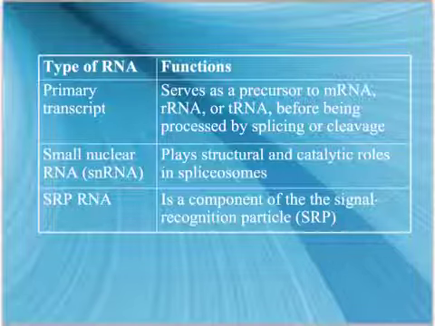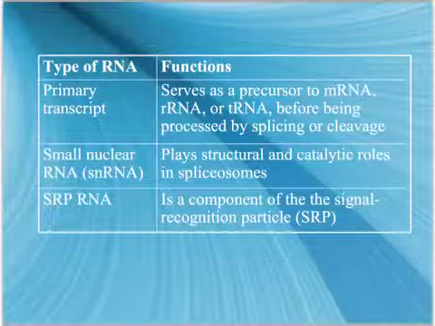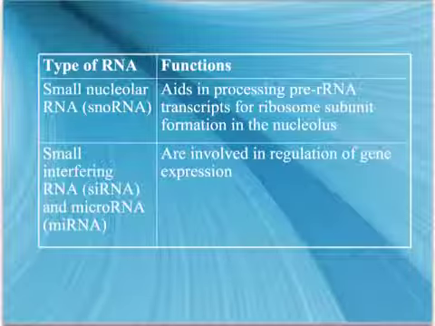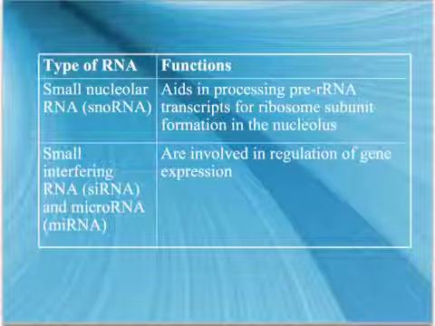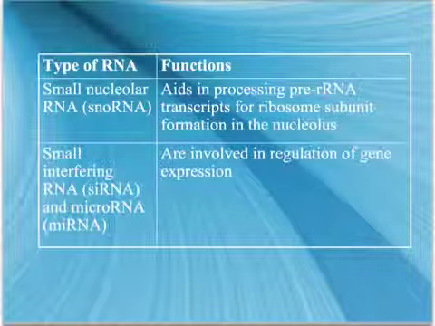SRP RNA is basically a part of the signal recognition particle. It's only found in eukaryotes as well. The snoRNA molecule is eukaryotic and nucleus only, and its main function is the processing and assembling of the rRNA molecule.